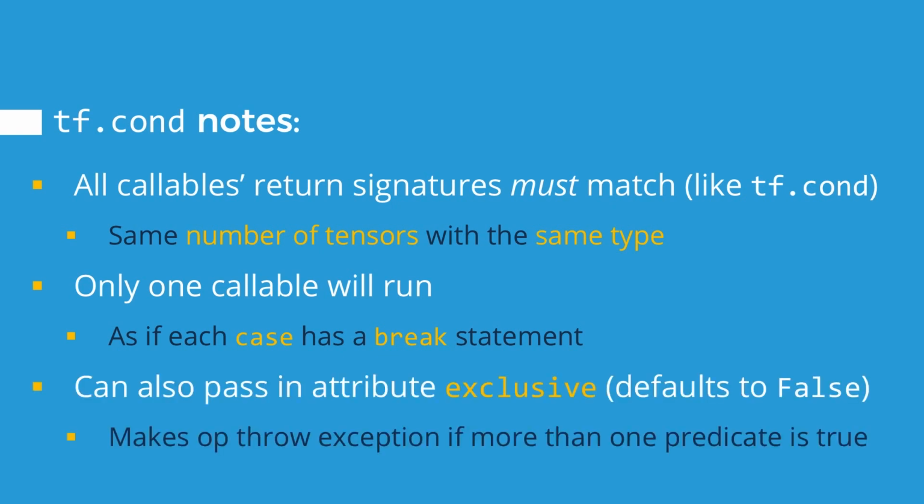And then there's also an optional parameter called exclusive, and it defaults to false. If you set it to true, it basically checks to make sure that only one of the predicate pairs is true. If multiple of them are true, it throws an exception. So it's another way to do some checking if you know for certain that there's no way that two operations should be set to true.